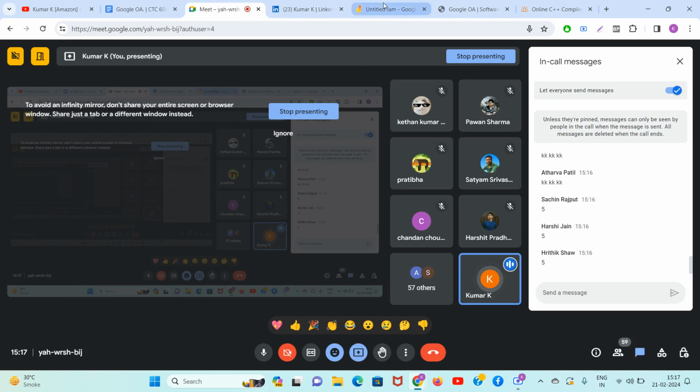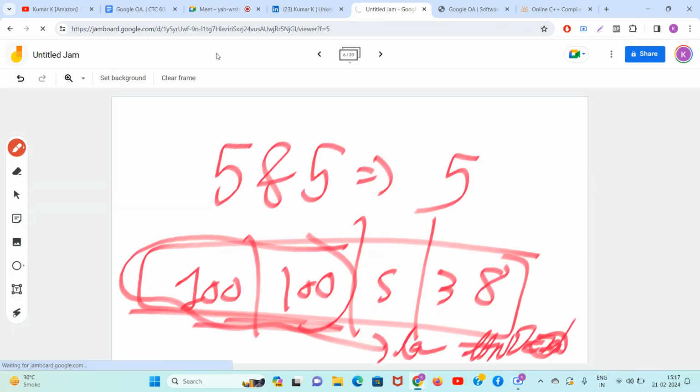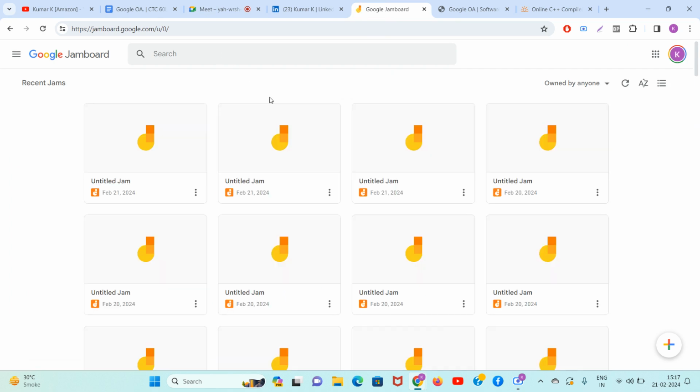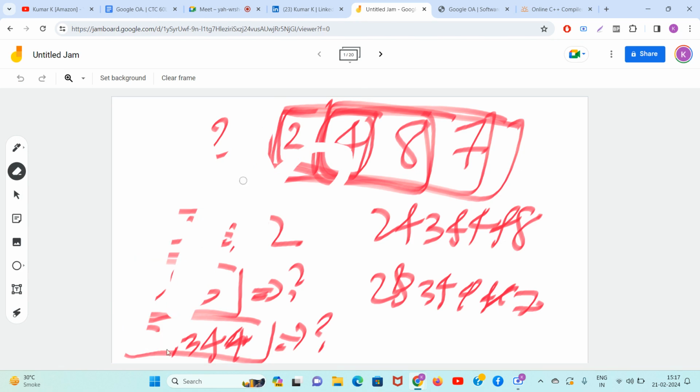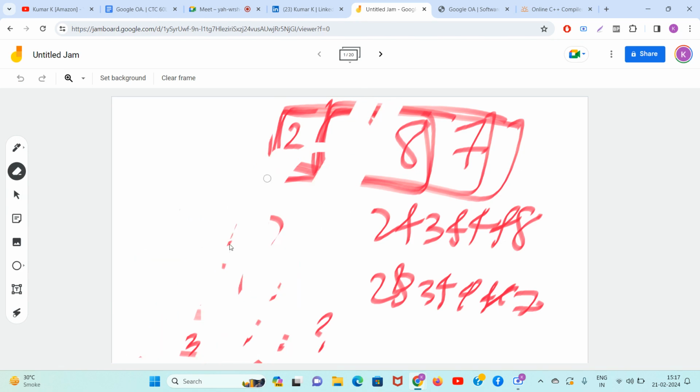Guys, everyone write ready in the chat if they're ready for my next example. Now guys, I'm giving you the last example and then only we will end the session, okay? So let's use the eraser. I know you guys now know the solution, but I want to present one more test case.